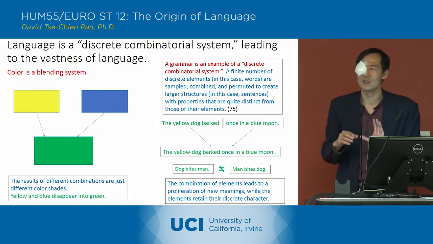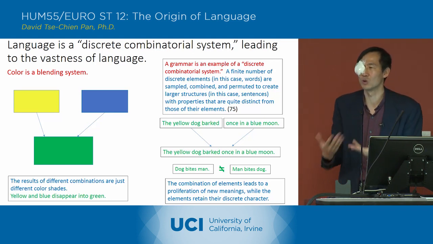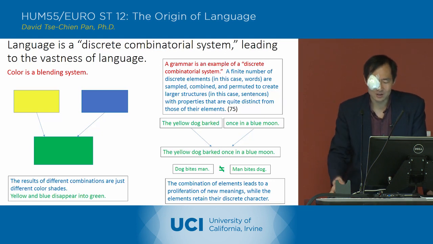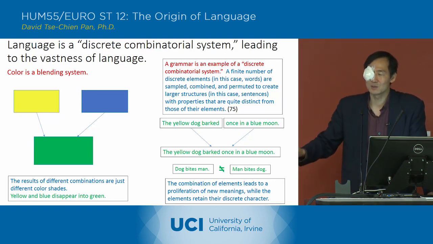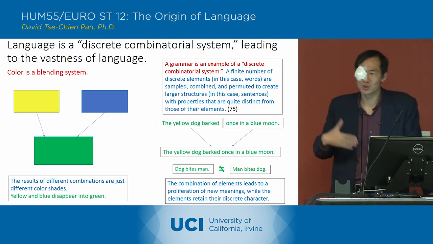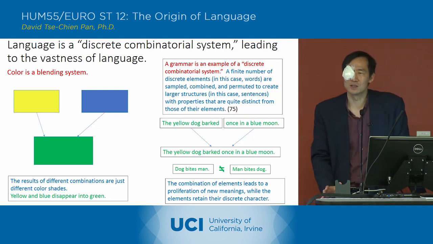So the way in which you combine elements also becomes crucial for the resulting meaning that you get out of it, right? This combination of elements maintains the separateness of the elements, they remain discrete, and the combinations proliferate into new meanings, even though those elements still retain the character that they had before, that they started with.